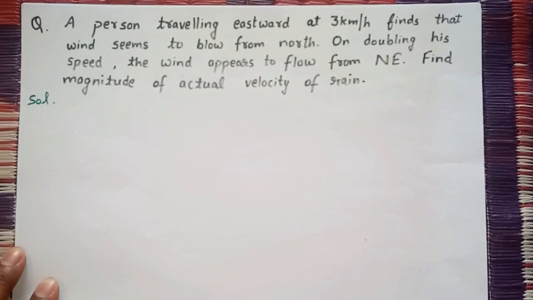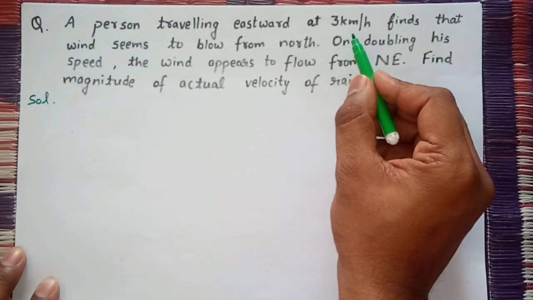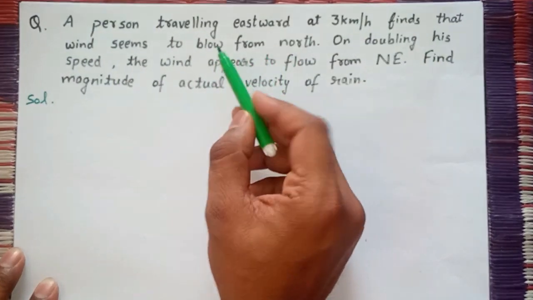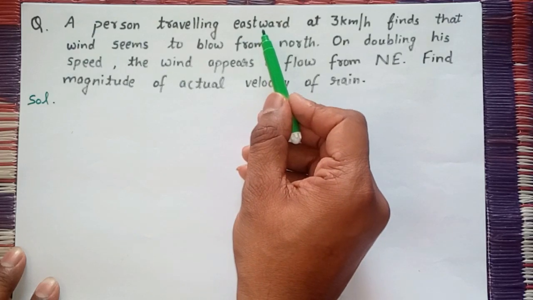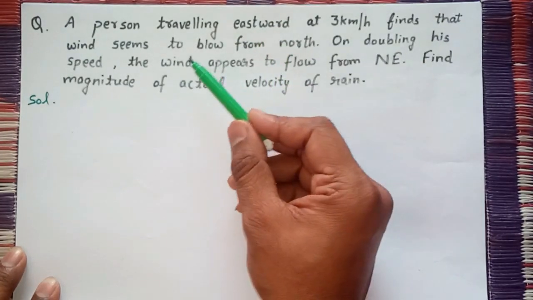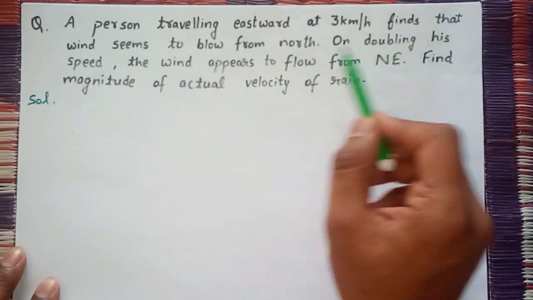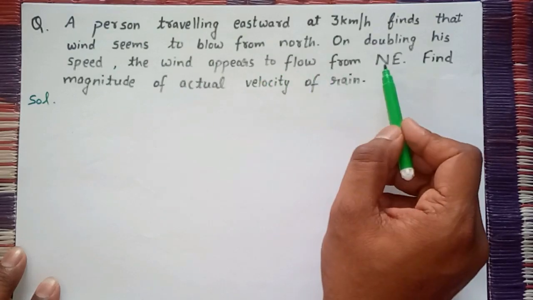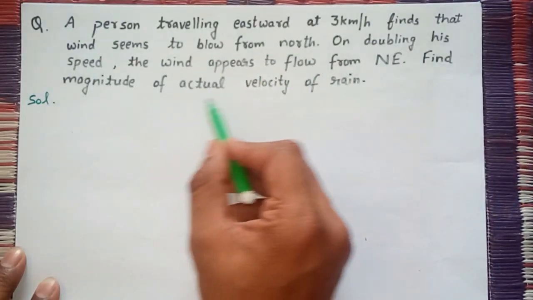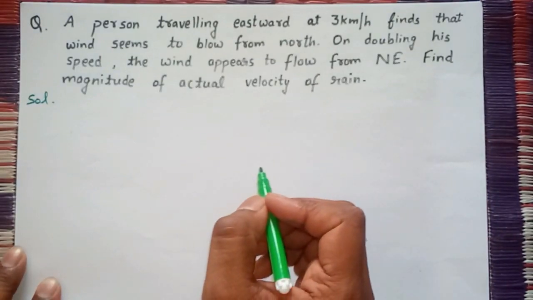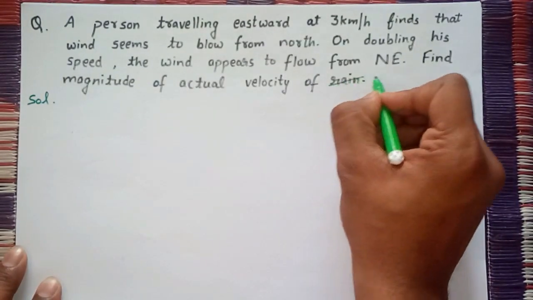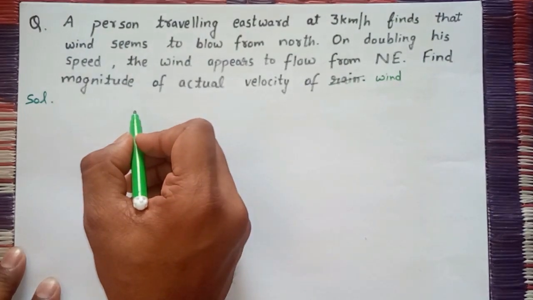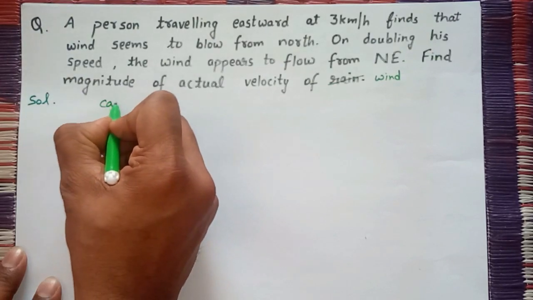Our next question is: a person traveling eastward at 3 km per hour finds that the wind seems to blow from north. Means when a person is traveling in the direction of east, then he is observing that the wind is coming from north. On doubling his speed, when he doubles his speed, then he observes that the wind is coming from northeast direction. Find the magnitude of the actual velocity of the wind. Okay, fine. So case first.